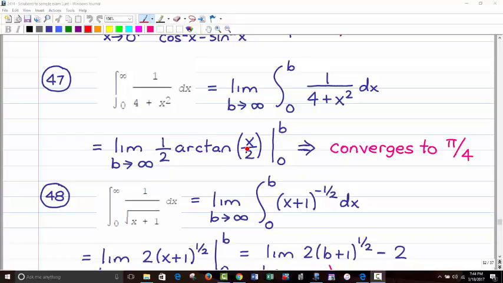So this goes to pi over 2, and of course what makes the final answer pi over 4 is just this 1/2 in front. So essentially it's 1/2 times pi over 2, so it converges to pi over 4.